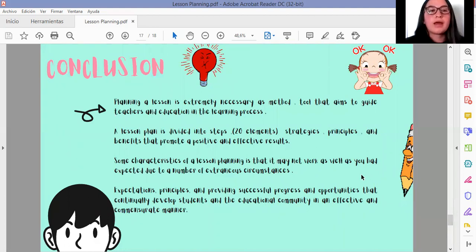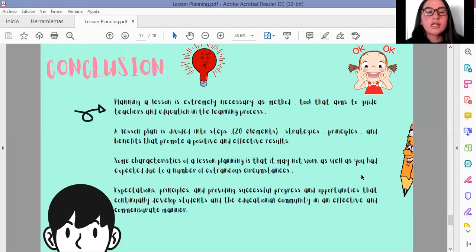To sum up, planning a lesson is extremely necessary as a method and tool that aims to guide teachers and education in the learning process. A lesson plan is divided into elements, strategies, principles, and benefits that promote positive and effective results at the end of the class.